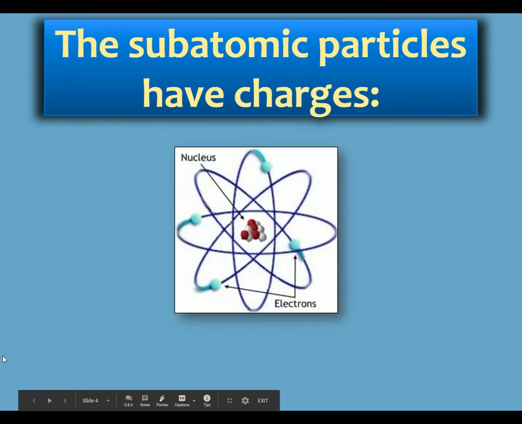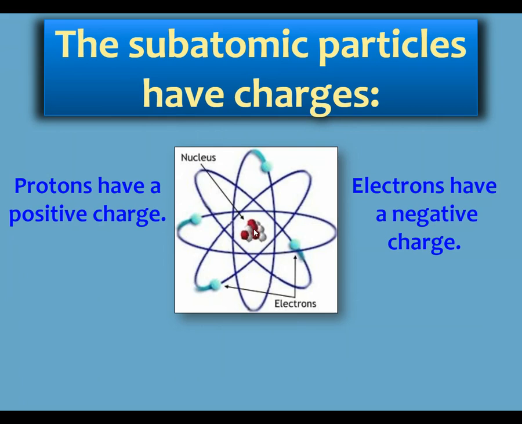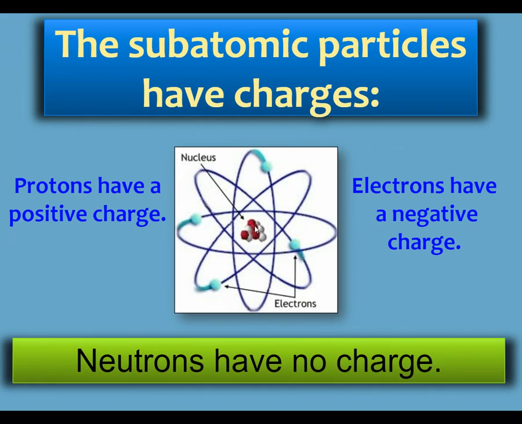The subatomic particles have charges. Remember, protons have a positive charge. Electrons have a negative charge. Protons are in the center, so the red ones would be the protons, so that would be positive. Electrons are the things in the orbitals, and they have a negative charge. And then the neutrons, which are these white ones in the middle, have no charge.